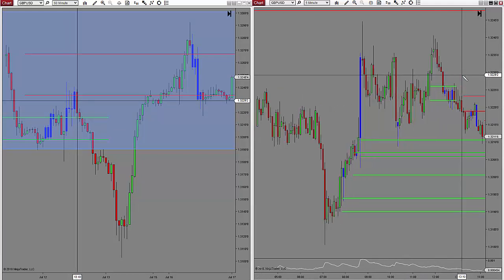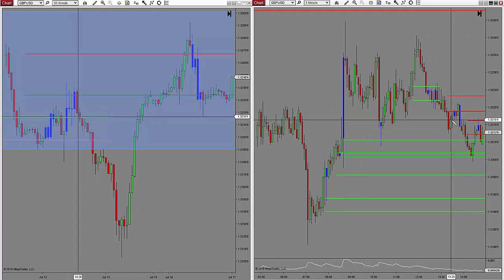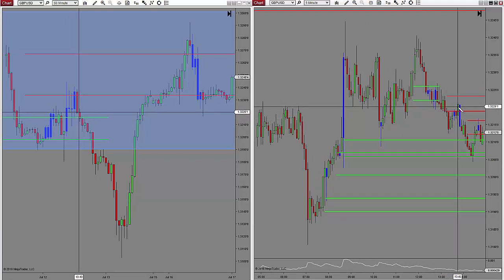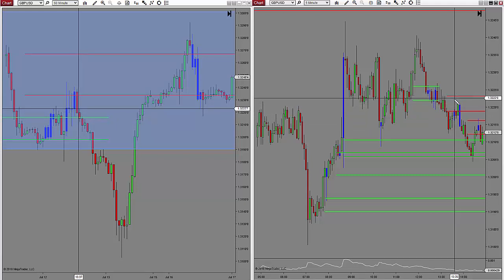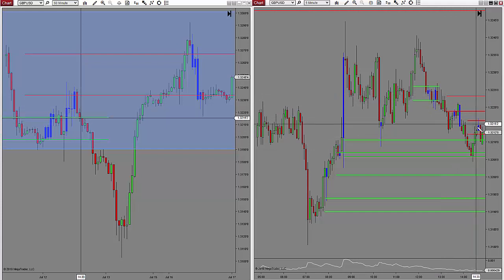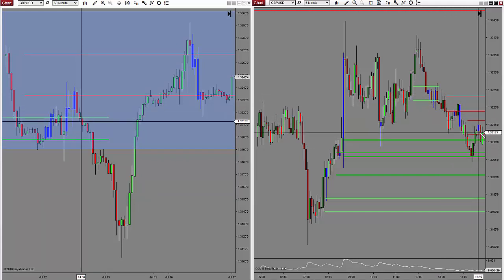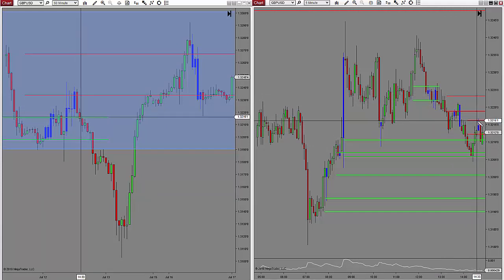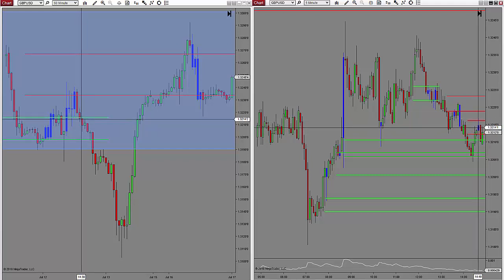Here's one. 1, 2, 3 higher closes, and I have another zone here, and we retrace back into it right here, and I get another 5-minute zone. So right here at this point, I have a bunch of things that line up telling me that this thing should go down.